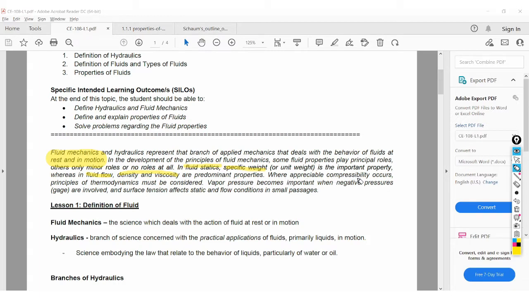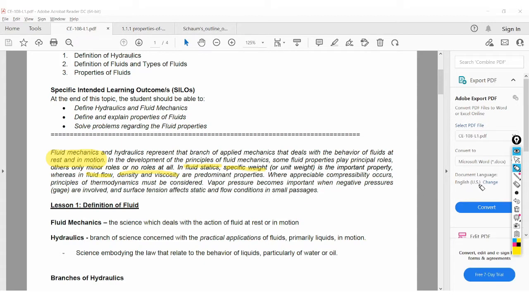Where appreciable compressibility occurs, principles of thermodynamics must be considered. Vapor pressure becomes important when negative gauge pressures are involved, and surface tension affects static and flow conditions in small passages.